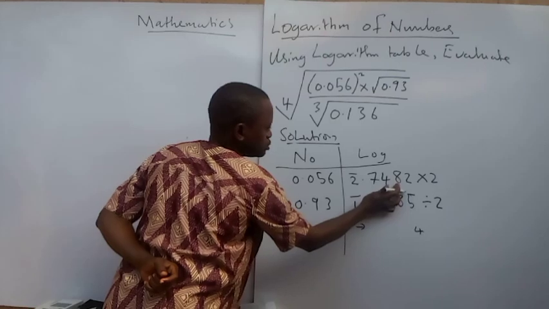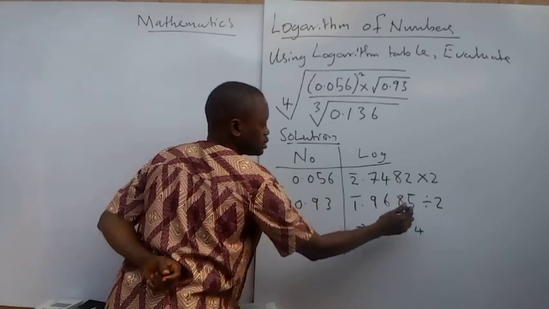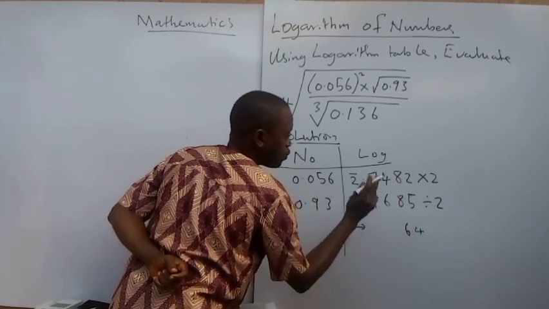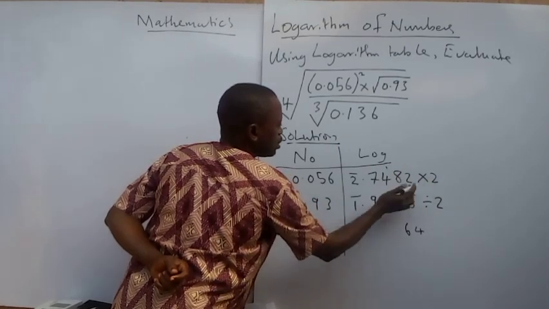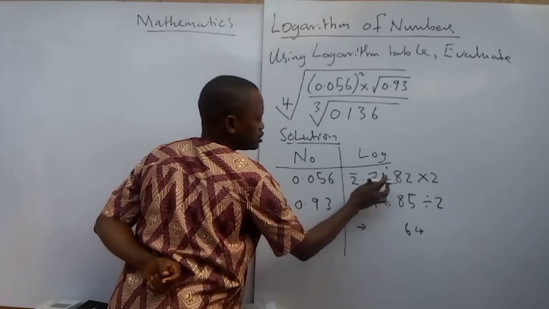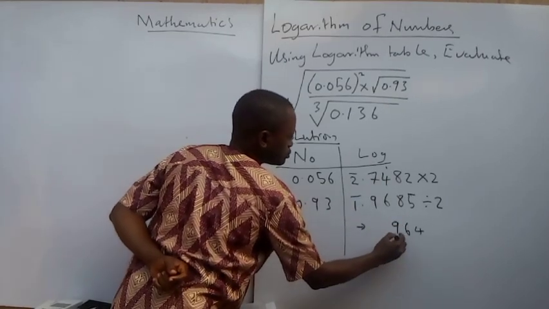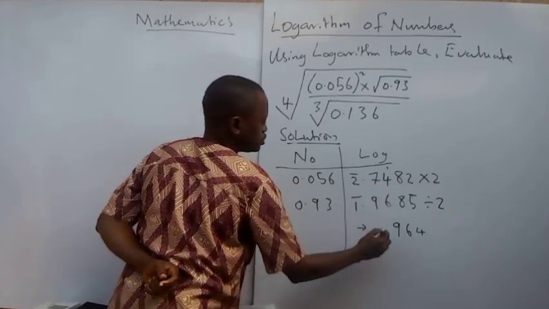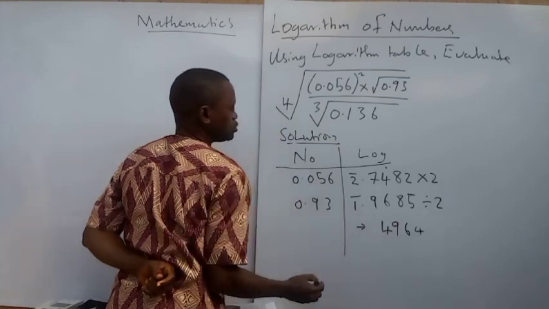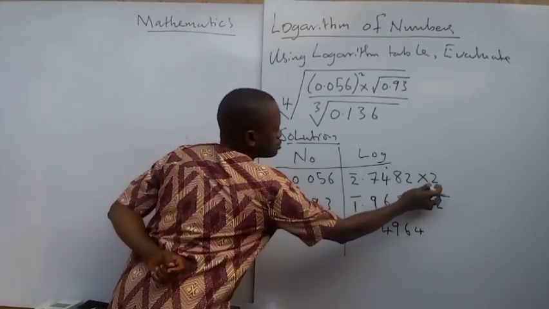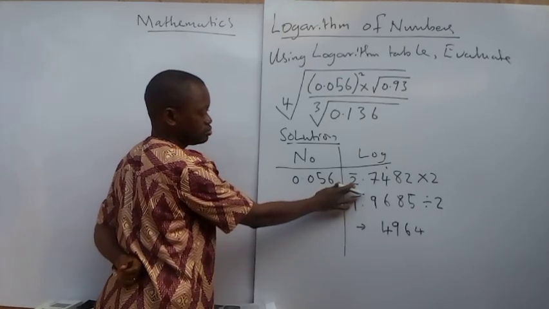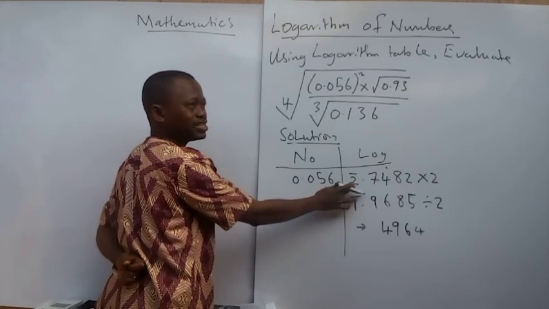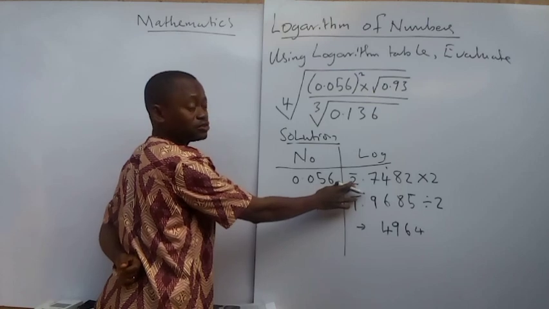2 times 8, 16. Write 6, carry 1. Okay, 2 times carry 1, then 2 times 4, 8, plus that one, we make it 9. 2 times 7, 14. Write 4, carry 1. 2 times, this is regarded as negative. 2 times bar 2 is the same like 2 times minus 2, which is minus 4.